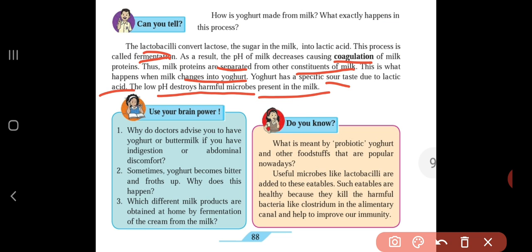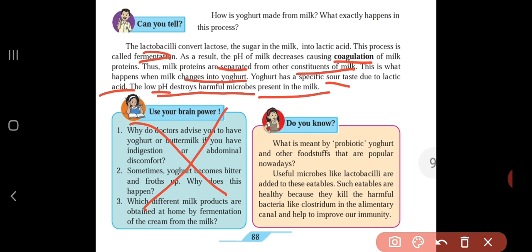present in the milk. So it all started from lactobacilli bacteria, which converted lactose, a kind of sugar in the milk, into lactic acid, which lowers the pH and destroys harmful microbes present in the milk. And this is how yogurt or curd is formed. Okay, so you know about it.